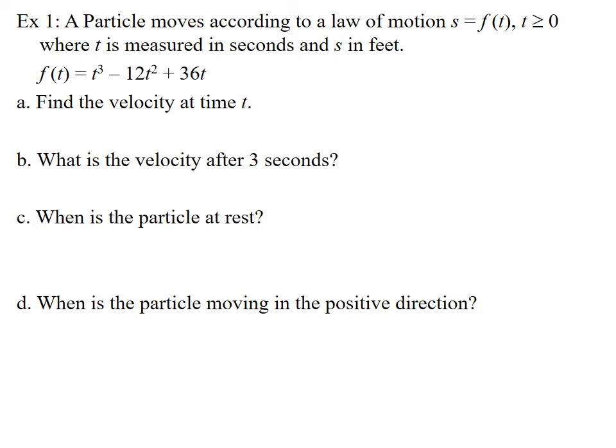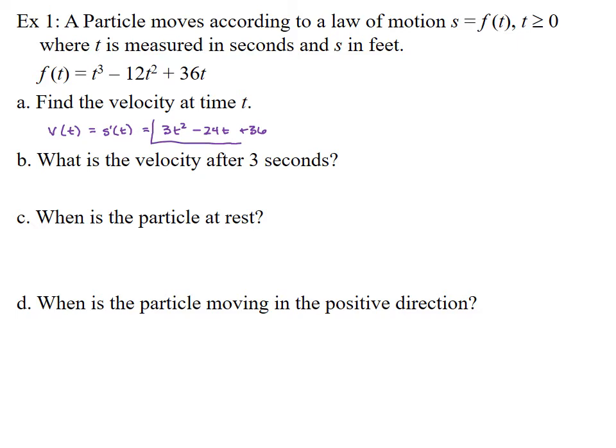A particle moves according to a law of motion, s equals f of t for t greater than or equal to 0, where t is measured in seconds and s is in feet. The big thing to notice is that this all has to do with position functions, and t is time, and since we don't measure negative time, that's why all t values are only positive or 0. Question number 1 says, what is the velocity at time t? Remember from before the midterm, velocity is equal to the derivative of position. So if I just take the derivative here, that would be 3t squared minus 24t plus 36, and you're done.